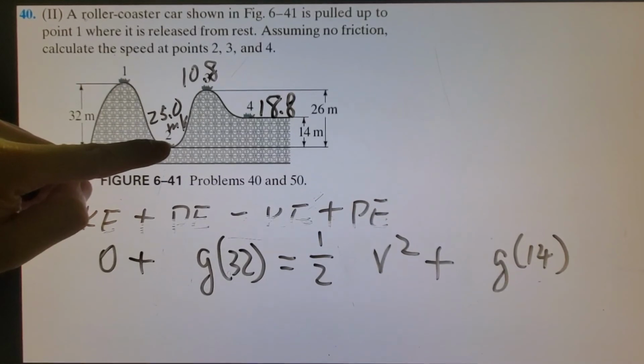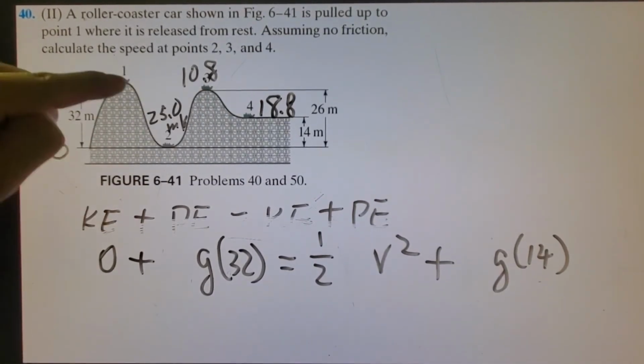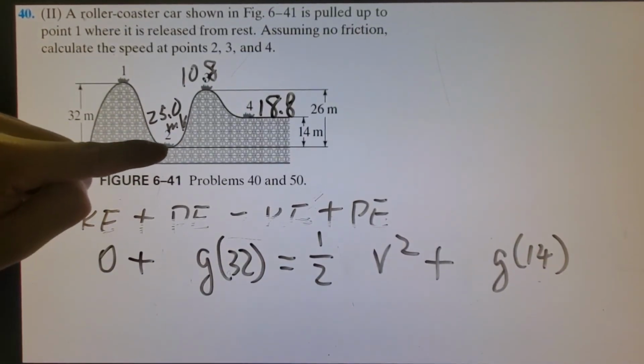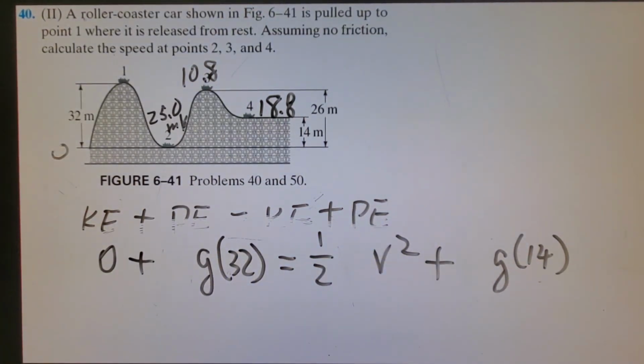Let's see if it makes sense. It's very fast over here, fast over here, but slow over here. It's very fast because it converts all the potential energy to kinetic energy. That means the higher it is, the slower it is. That's the way to double check.